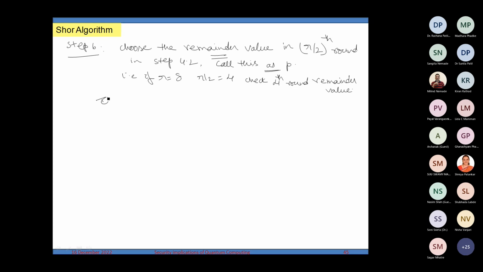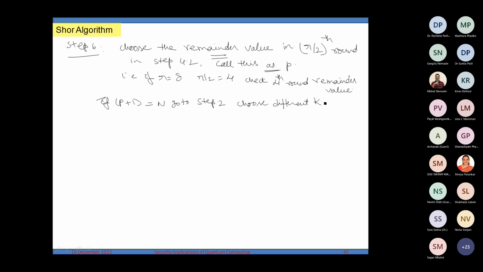Now, if P plus 1 is equal to N, that is the number we wanted to factor, then I go to step 2 again and choose a different k.